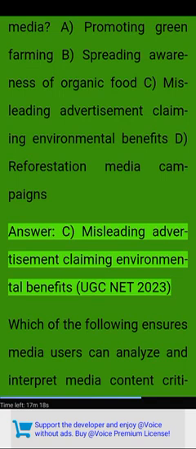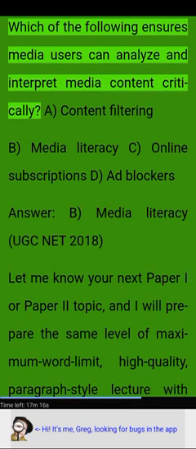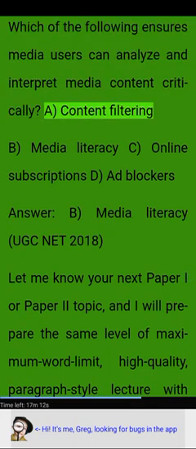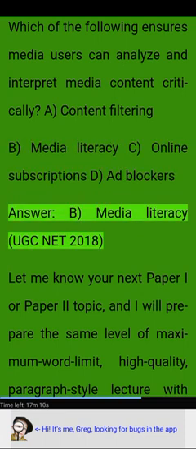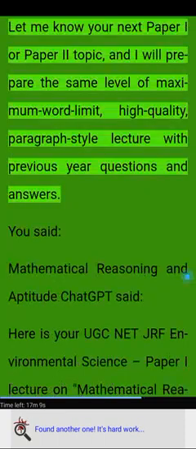UGC NET 2023. Which of the following ensures media users can analyze and interpret media content critically? A. Content filtering. B. Media literacy. C. Online subscriptions. D. Ad blockers. Answer: B. Media literacy. UGC NET 2018.